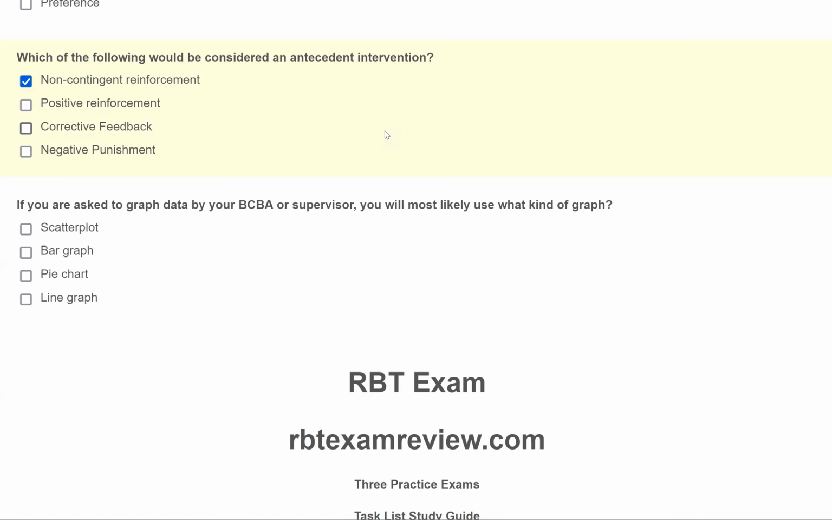And then finally, if you're asked to graph data by your BCBA or supervisor, you will most likely use what kind of graph? Okay, what's the most common type of graph in ABA? It's going to be a line graph. As an RBT, you'll probably never use a bar graph or a pie chart. You might see a scatter plot every now and then, which looks to draw some sort of correlation, usually between times and behaviors. But as an RBT, you most likely won't use that. If you use a graph at all as an RBT, you'll probably use a line graph. It's the most common graph in ABA, and it's probably the one you'll use as an RBT.